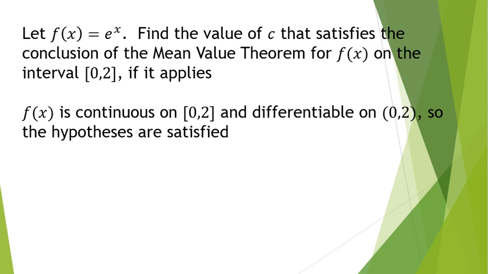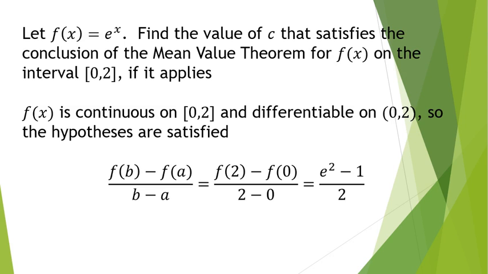We're going to calculate the average rate of change next. F of b minus f of a, all over b minus a. Once again, first number listed is a, second number listed is b. So f of 2 minus f of 0, all over 2 minus 0. F of 2 is e squared, f of 0 is 1, so we get e squared minus 1 all over 2.